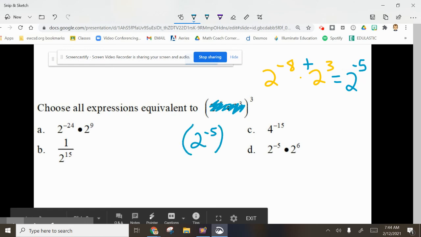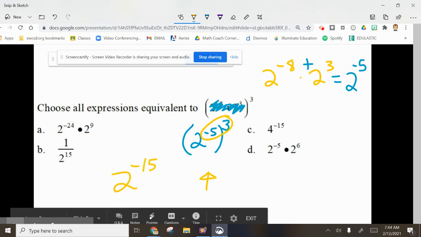And then what's still on the outside? 3. Hey guys, that's nothing new. What you're looking at right there is nothing new. You can all solve this. This is nothing new. Negative 5 and 3. All right, you're going to multiply these. You're going to get 2 to the negative 15th.